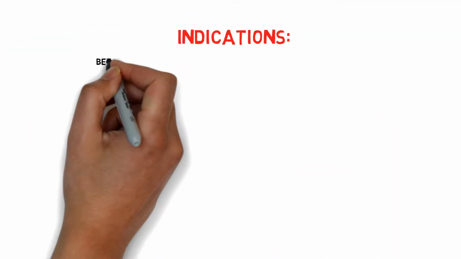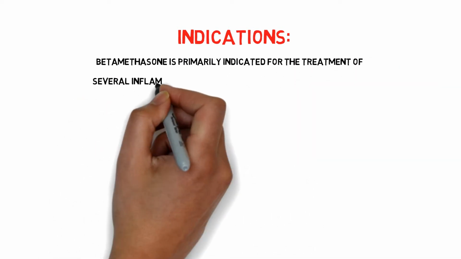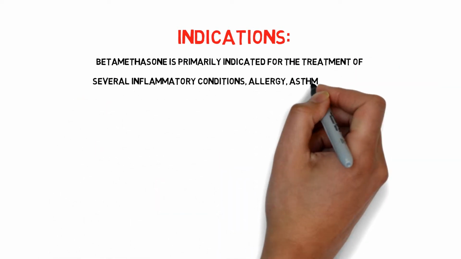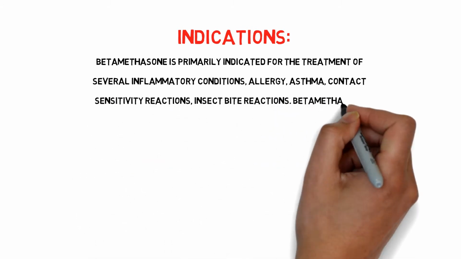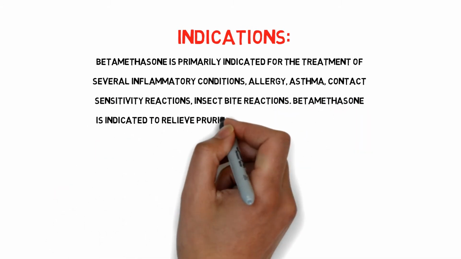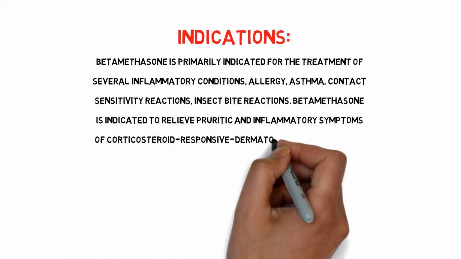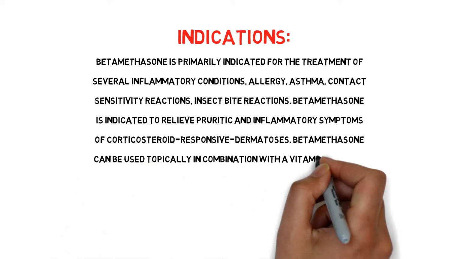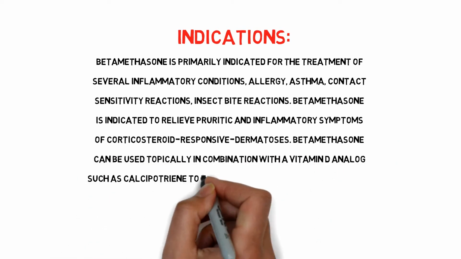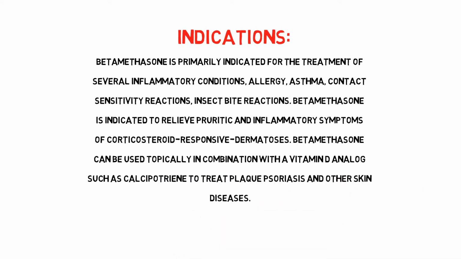Indications: betamethasone is primarily indicated for the treatment of several inflammatory conditions: allergy, asthma, contact sensitivity reactions, insect bite reactions. Betamethasone is indicated to relieve pruritic and inflammatory symptoms of corticosteroid-responsive dermatosis. Betamethasone can be used topically in combination with a vitamin D analog such as calcipotriene to treat plaque psoriasis and other skin diseases.